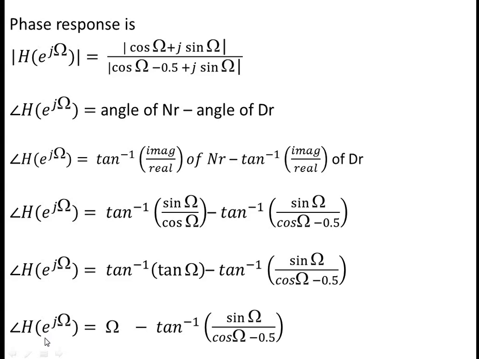I hope we are familiar with these magnitude and phase formulas, from circuit theory through control systems and LIC. Up to this point we have covered the frequency response for the DTFT. The thing to keep in mind is that we have to check for the existence of H of e power j omega first, and only then start to find the magnitude and phase response.